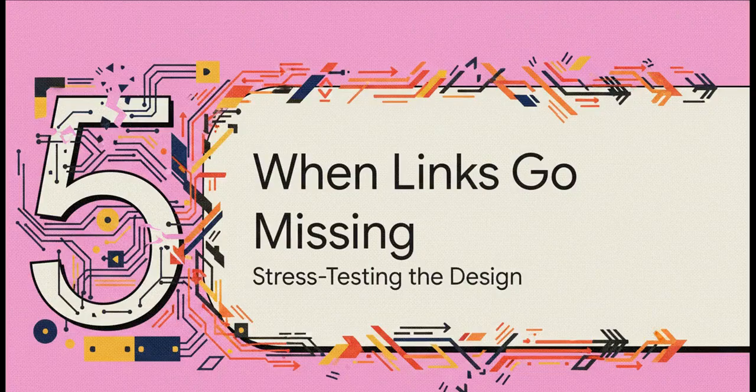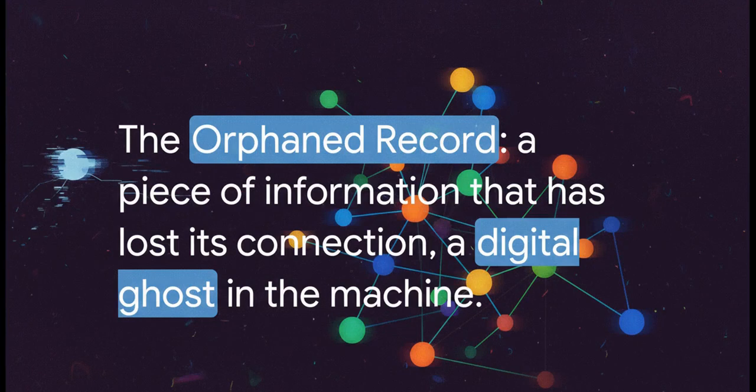But what happens if one of these critical links just breaks? This is the kind of thing that literally keeps database architects up at night. They have to constantly stress test this blueprint to make absolutely sure not a single connection can ever be lost. This nightmare scenario actually has a name. It's called the orphaned record. It's a piece of information that has lost its connection, and now it's just floating aimlessly in the database. It's like a digital ghost in the machine.